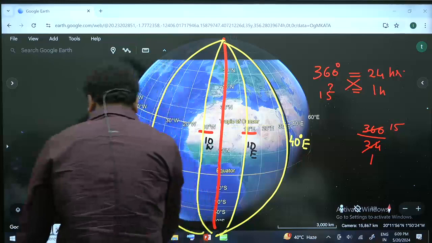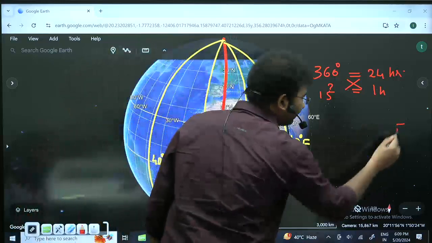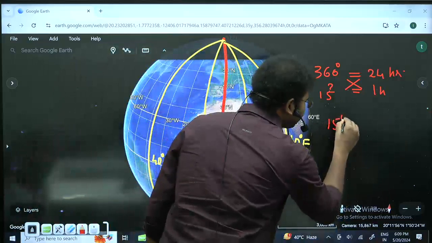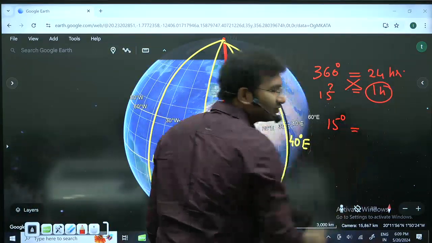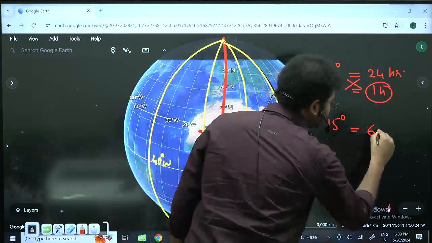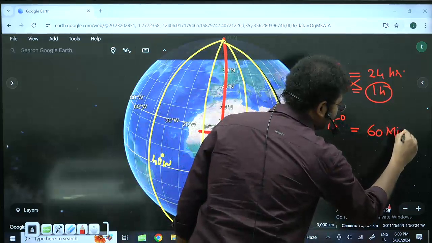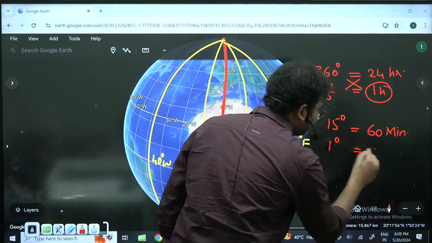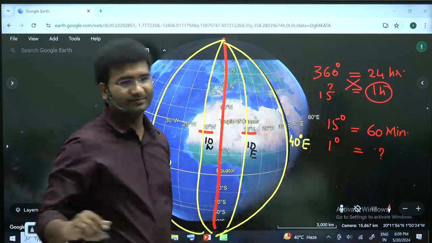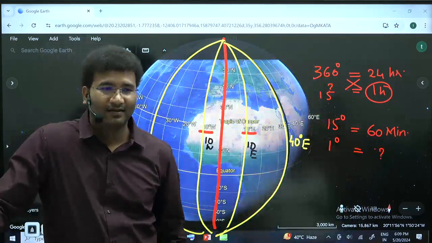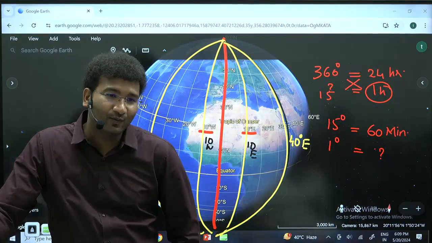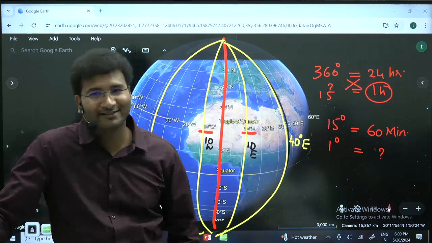मतलब I'll make it a little more simplified for you. Earth is rotating 15 degrees in how many minutes? 1 hour equals to how many minutes? 60 minutes. अब आप बताओ, 1 degree is equal to how many minutes? Earth moves 1 degree in how many minutes?